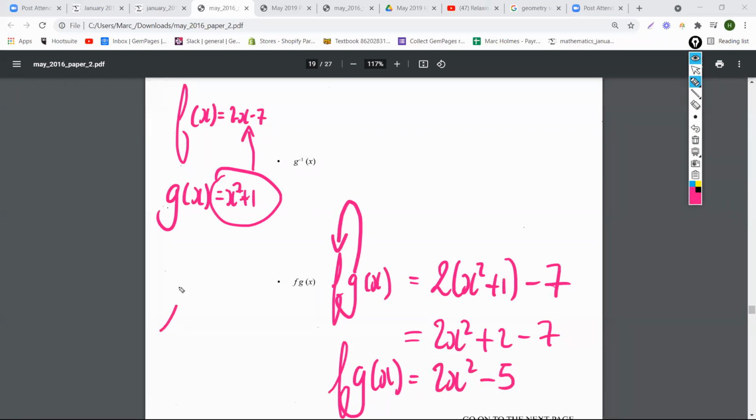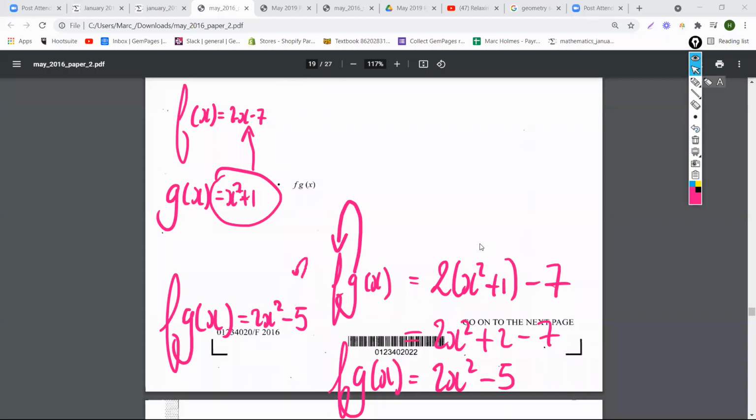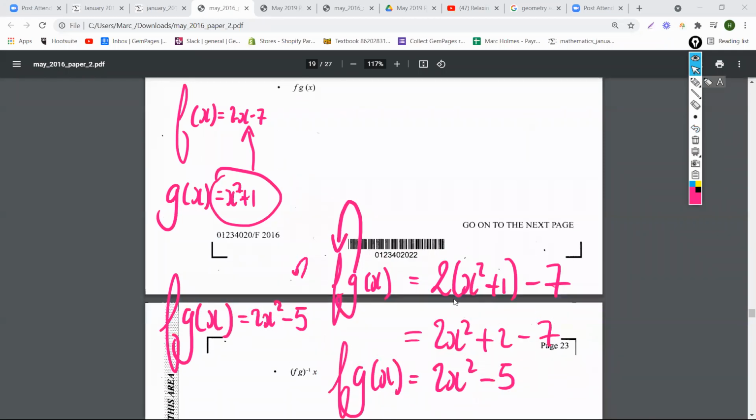So that's the answer for this one. f of g of x is equal to 2x squared minus 5. So that's how you do it: you always put the one into the other. Here we need to put the x squared plus 1 into the x here. If you don't remember this, I have videos on composite functions as well.